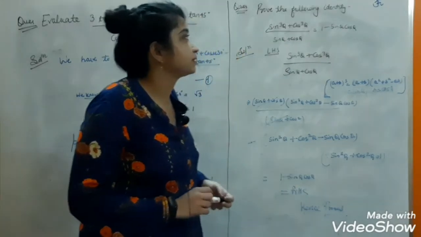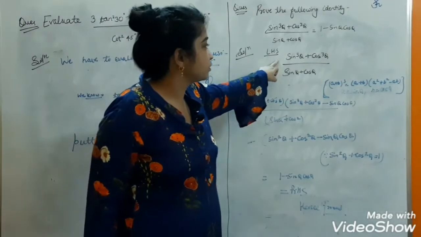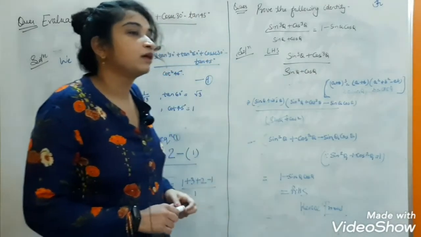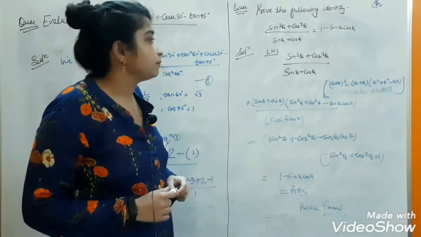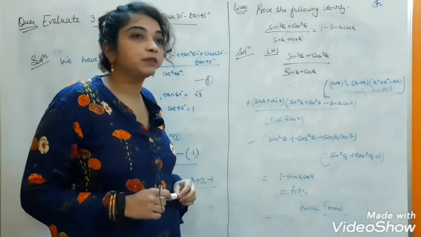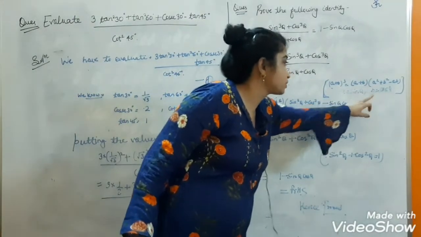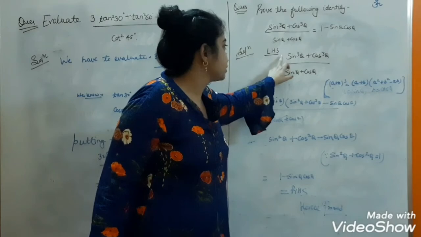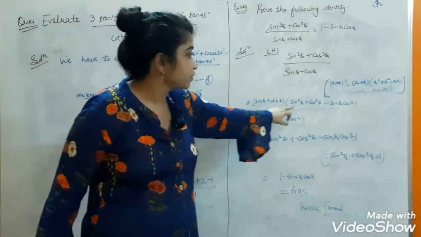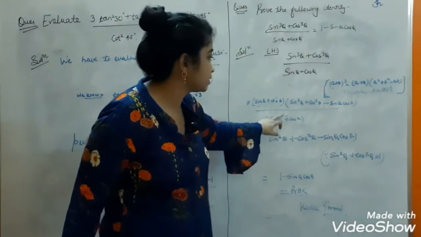Now taking the left hand side, which is equal to sin cube theta plus cos cube theta upon sin theta plus cos theta. What we know? We know that a cube plus b cube is equal to a plus b into a square plus b square minus ab. Let's suppose a is equal to sin theta and b is equal to cos theta. So from here, value of sin cube theta plus cos cube theta will be equal to sin theta plus cos theta, sin square theta plus cos square theta minus sin theta cos theta, upon sin theta plus cos theta.